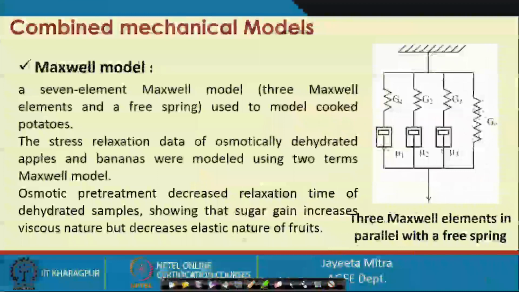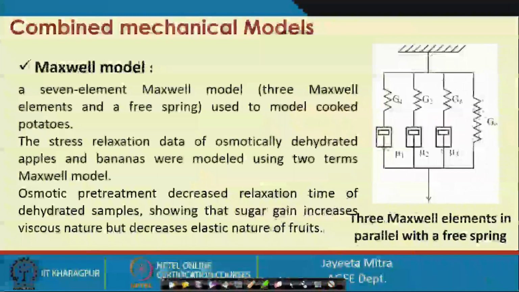Osmotic pretreatment decreases the relaxation time. So, relaxation time decreases, showing that the sugar gain increases the viscous nature, but decreases the elastic nature of the fruits. That is why relaxation time decreases.